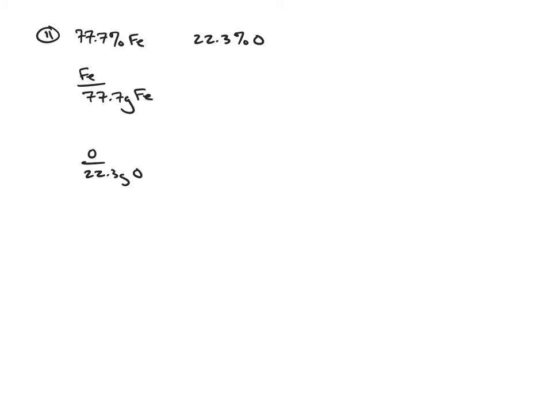I'm going to convert them both into moles. That's the next step. So divide this by the molar mass of a single iron, 55.84 grams per mole. Okay, so I've got 77.7 divided by 55.84. That is 1.39 moles of iron. And this one, divided by its molar mass of 16.00 grams per mole. So 22.3 divided by 16. That gives us 1.39 moles of oxygen.